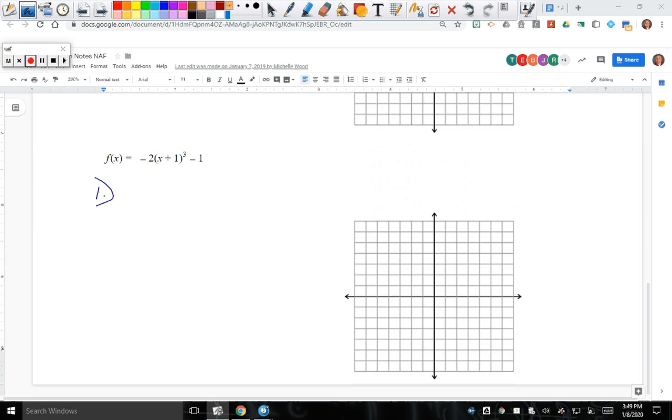Here we go. The first one, and I'm going to tell you because we're running out of time a little bit. Remember the order is B, C, A, D. Okay? So it's a horizontal shift 1 to the left. Next one is a negative. Not negative 2, just the negative. It is a reflection across the x-axis.